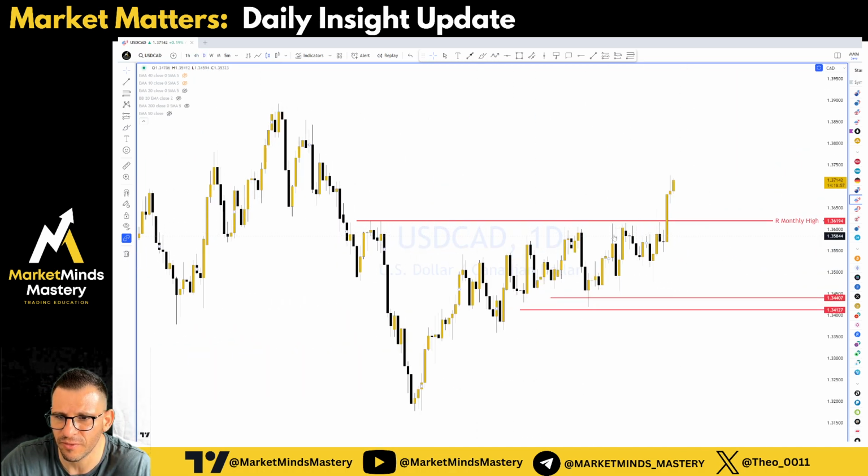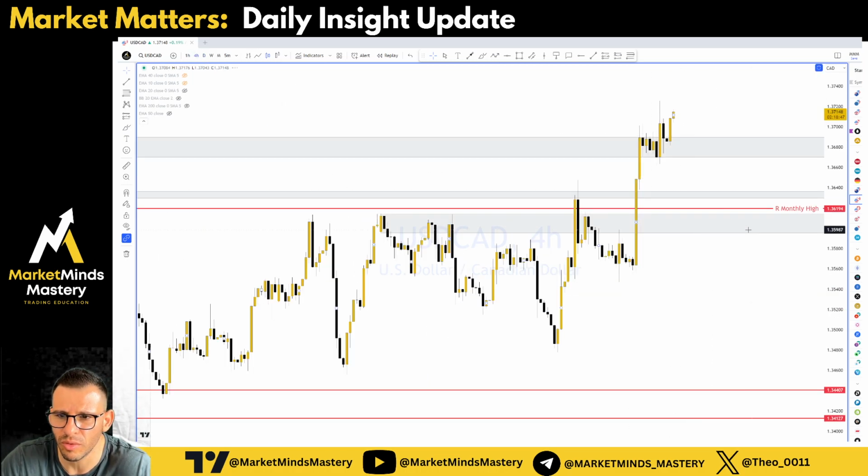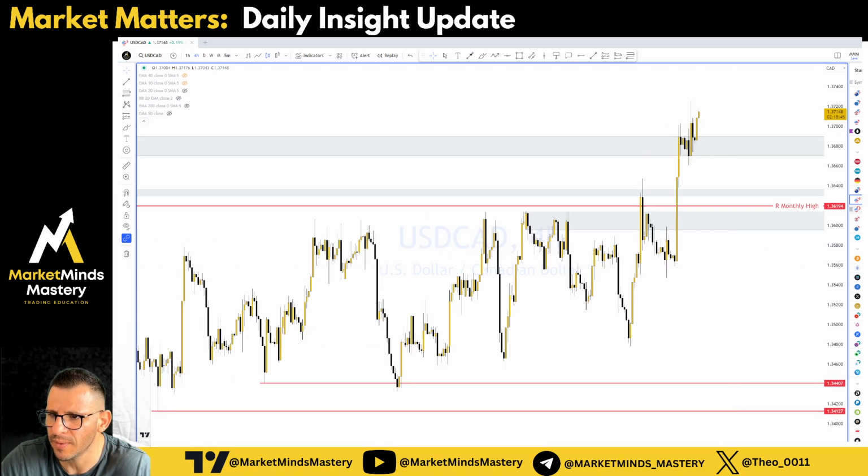USD Canadian dollar: price finally broke outside of this monthly high that held for so much time. It's been since February, and now we are mid April. So price makes higher highs. We're going to look for some retracement to enter long on this one.